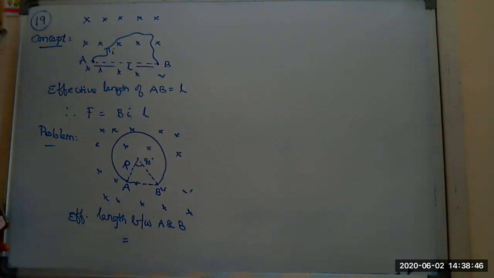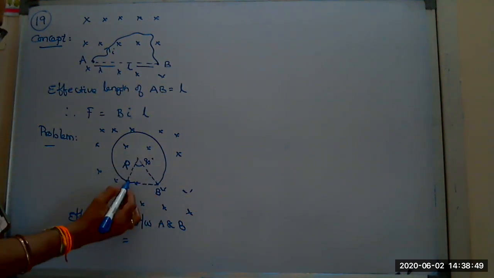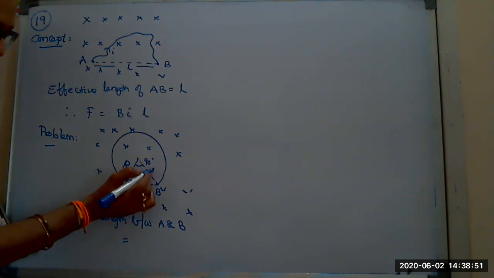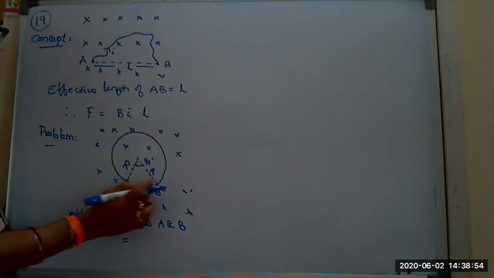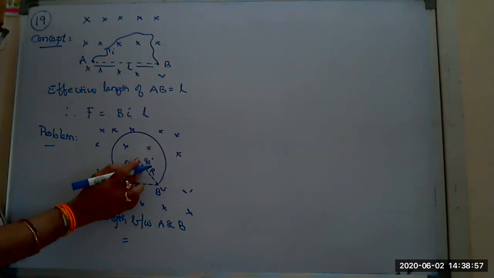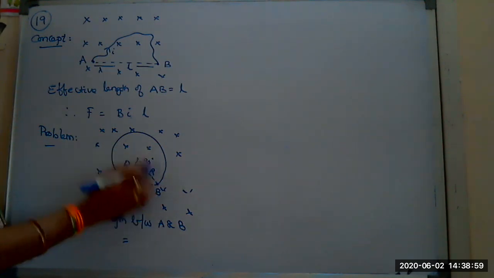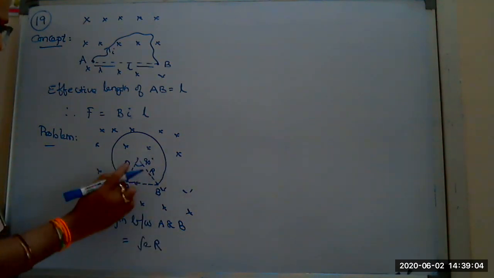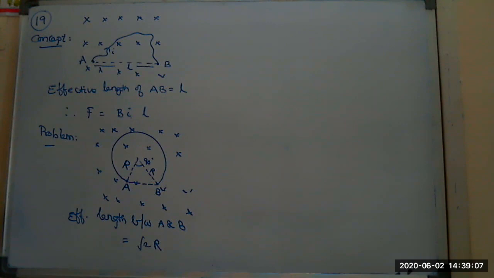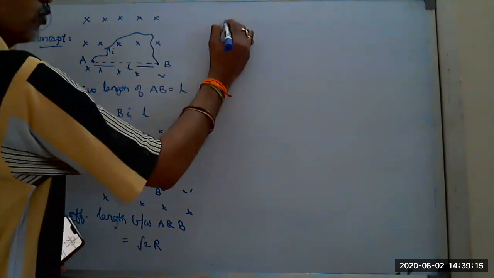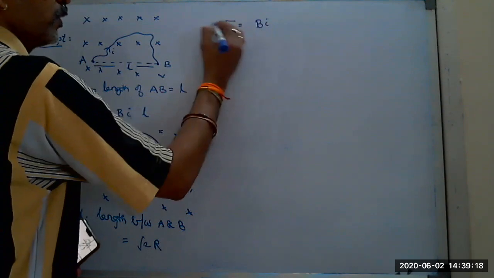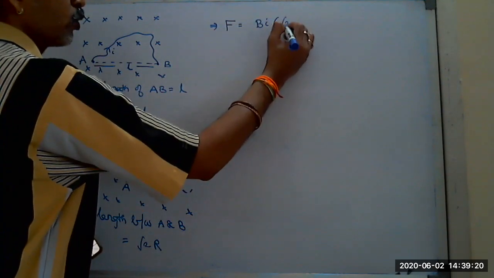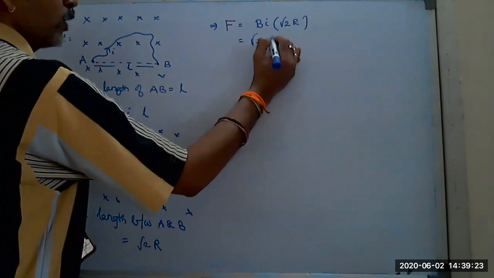Effective length between a and b, what do I write? This is a right angle triangle now. In the right angle triangle, two sides are equal to radii, whereas I require the side opposite to the right angle, meaning the hypotenuse. So in this right angle triangle, the hypotenuse is exactly root 2 r. Why? Because the sides are r and r. So from this right angle triangle, you already found the effective length L. Then the force answer is over. F equals B I into L, that implies L is root 2 r. So this is root 2 into B I R.